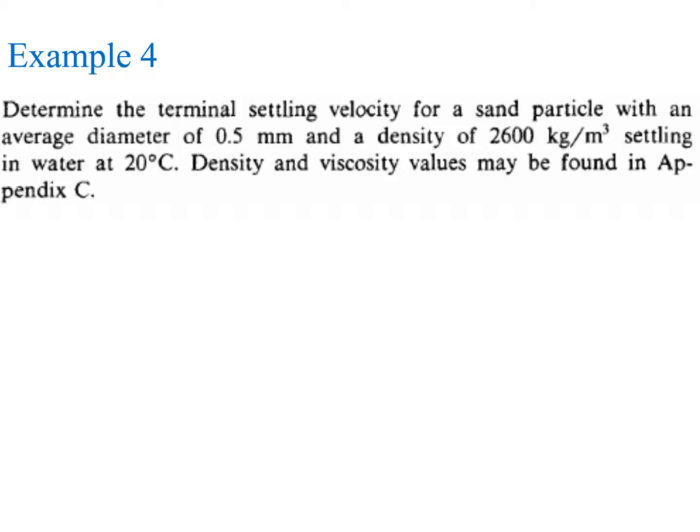So next question: determine the terminal settling velocity for a sand particle with an average diameter of 0.5 millimeters and a density of 2600 kilograms per meter cubed, settling in water at 20 degrees Celsius. Density and viscosity values may be found in your book, or you can find them in the table of water properties in the fluid mechanics section.